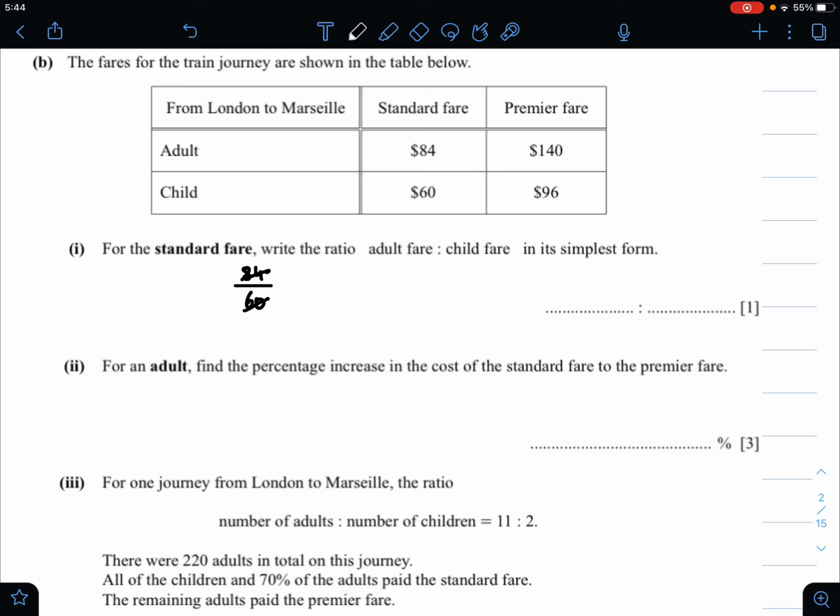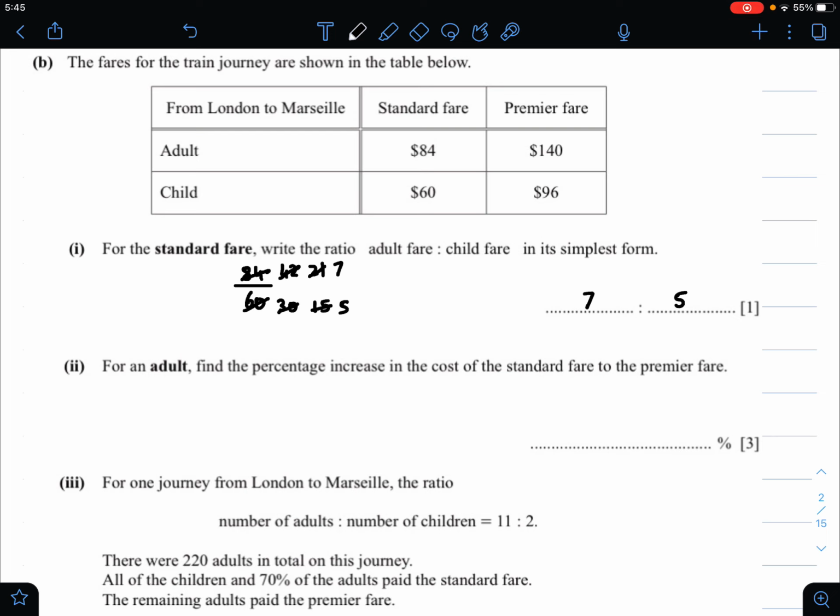So if you divide both of them by 2, you will get 42 and 30. Once again, if you divide the numerator and denominator by 2, you will get 21 by 15. Now if you divide both the numerator and denominator by 3, you will get 7 by 5. And therefore your final answer will be 7:5. That will be our final answer for part B1. Now let's move to part B2.